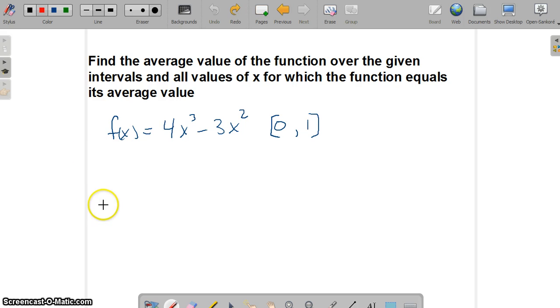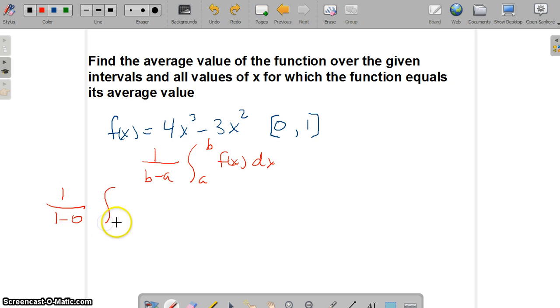Okay, so first of all, I'm just going to write this out. I'm going to put the formula here. So I'm going to figure out this times this of f of x dx. We're going to calculate 1 over b minus a. So that's 1 minus 0, which is basically 1. Then we're going to integrate between 0 and 1, 4x cubed minus 3x squared dx. So we're going to integrate this.